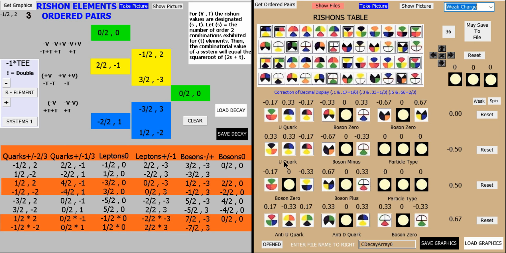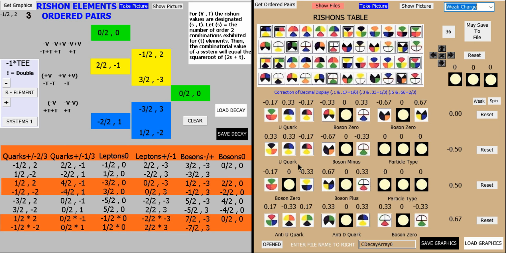Now, we have a left-handed generic U quark, and left-handed particles do carry the weak charge, and we can see that with the switch of the V rishons, we now have weak charges of 1/3 plus 1/3, which is 2/3, and minus 1/6, which gives us 3/6. So we have a weak charge of 1/2, which is what is predicted by the standard model for the left-handed U quark.